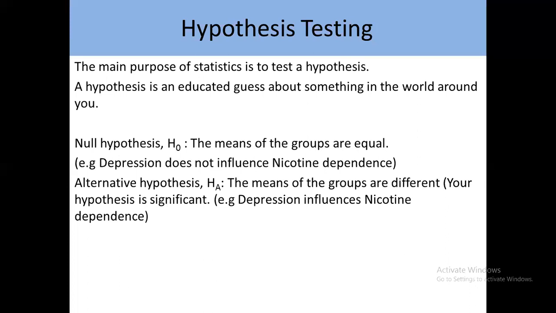Okay, so when I say the means of the groups are equal, it means there is no significant difference between the two variables. That means for the null hypothesis, whatever we are trying to find is not significant. While for the alternative hypothesis, whatever we are trying to find is significant. Okay, but we have to know what to look at to choose between these two, and that is the p-value.